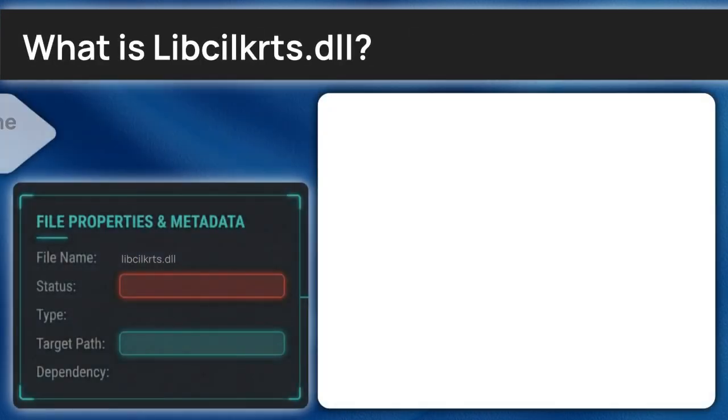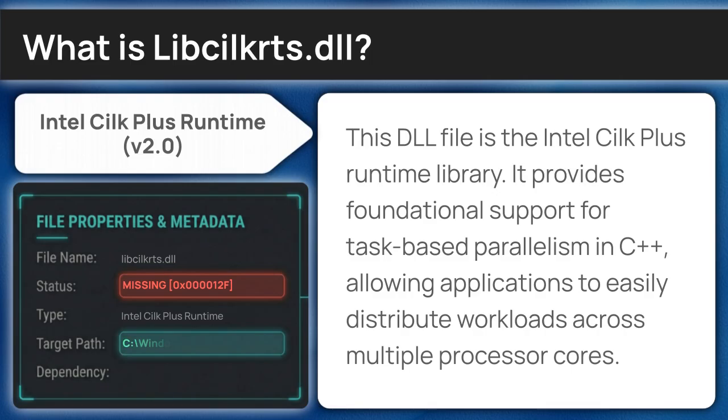This DLL file is the Intel Cilk Plus Runtime library. It provides foundational support for task-based parallelism in C++, allowing applications to easily distribute workloads across multiple processor cores.